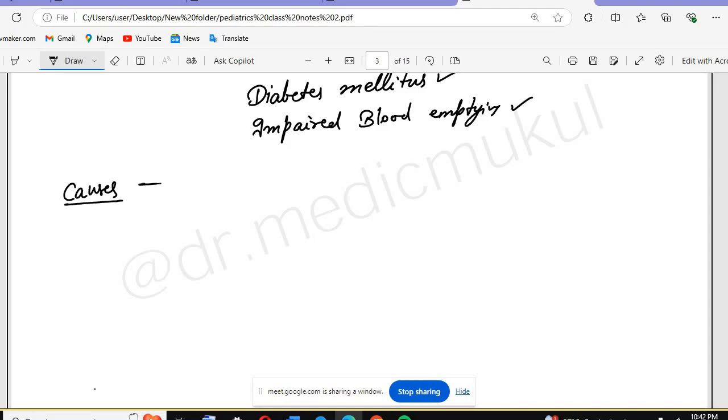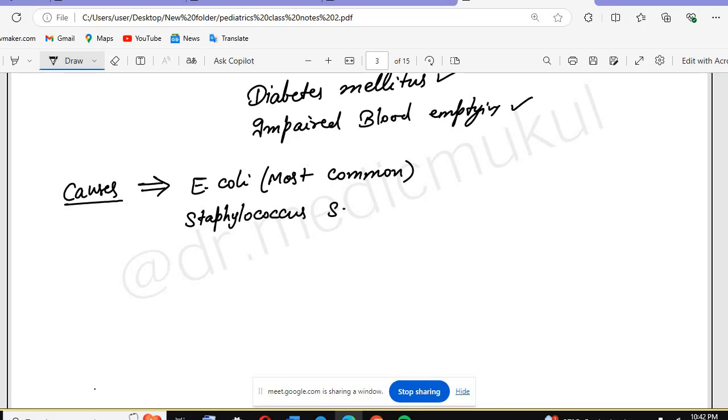What is the meaning of impaired bladder emptying? Here the cause is also E. coli. E. coli is the most common cause. Escherichia coli is the most common. Then we can have Staphylococcus saprophyticus.